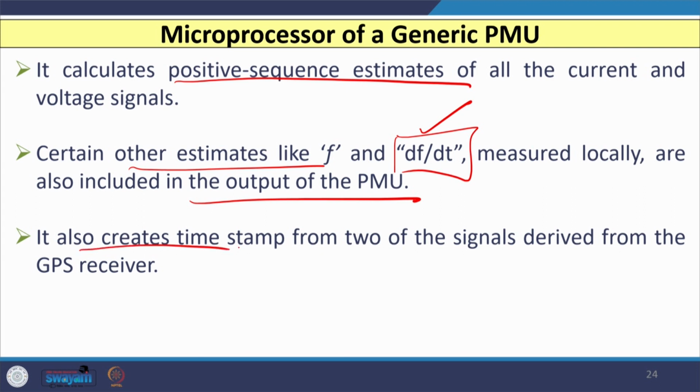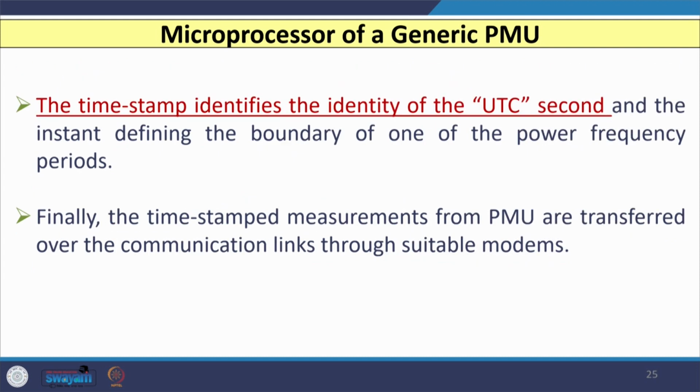The microprocessor in a generic PMU also creates a timestamp from two of the signals derived from the GPS receiver. So, the timestamp identifies the identity of the universal time clock second and the instant, defining the boundary of one of the power frequency periods. So, finally, the timestamped measurements which are available as an output of the PMU are transferred to the communication link through suitable modems.